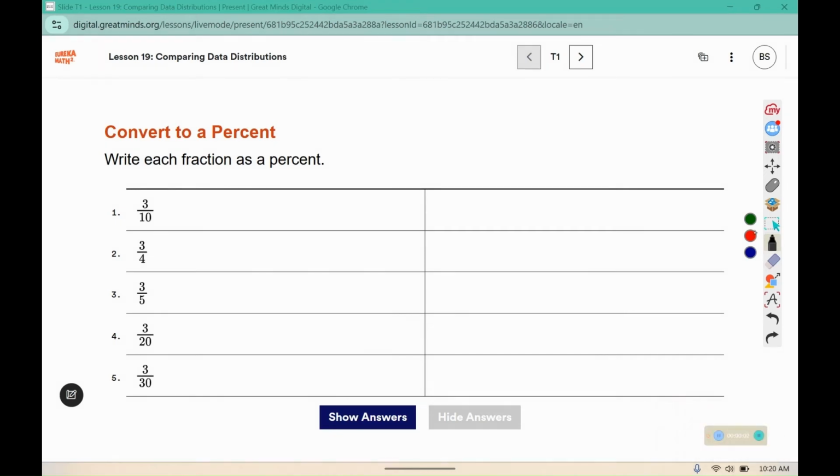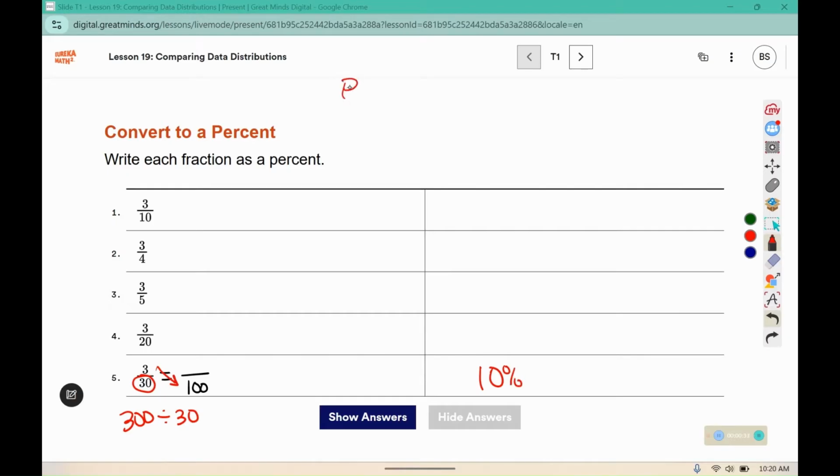Write each fraction as a percent. The way that we do it in my class is we create an equivalent fraction out of 100 because percent means per 100. Then we cross multiply. So 3 times 100 is 300 and divide by the number we haven't used yet. 300 divided by 30 is 10, so this would be 10%.